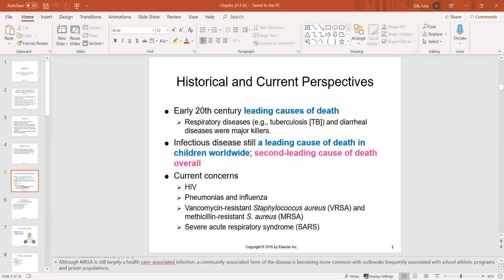Although MRSA is still largely a healthcare associated infection, a community associated form of the disease is becoming more common, with outbreaks frequently associated with school athletic programs and prison populations. So that's kind of a concern.